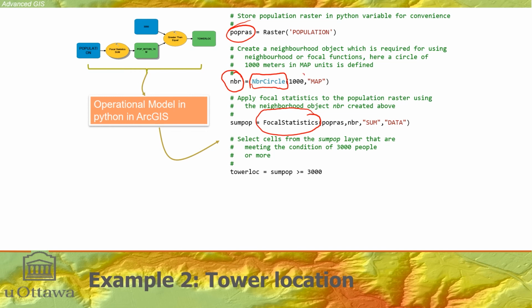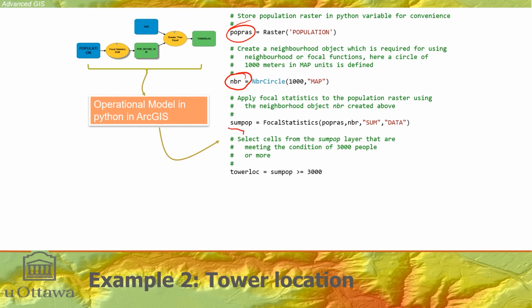And then we put the units. 1 kilometer would be 1,000 meters because maps that are projected are usually going to have linear units of meters. And we have to specify that's 1,000 map units. And this is then called a neighborhood object in this case.